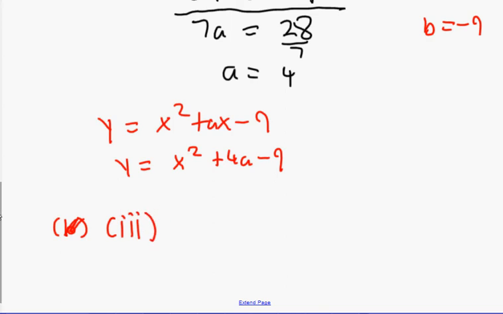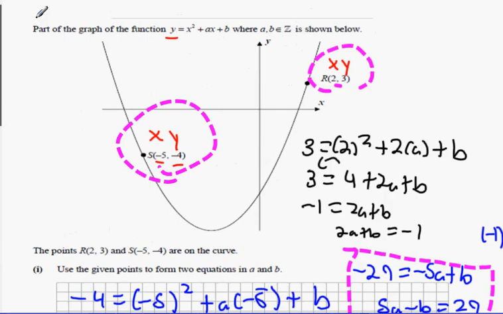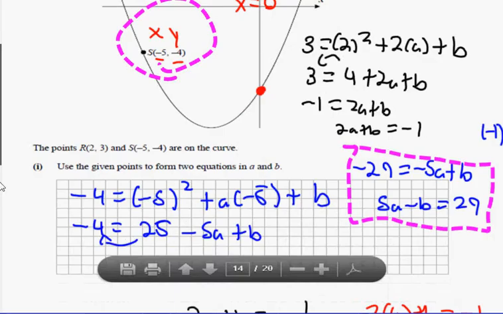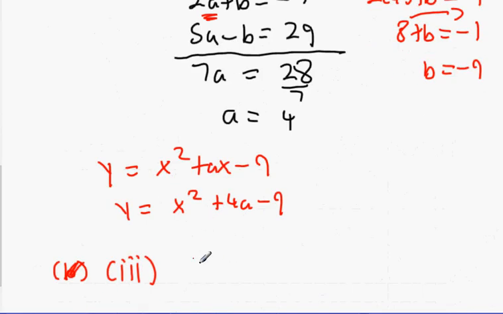Okay. Part 3. Find where it hits down here. What's your input or your x value on this line? Anybody? Your input. 0. X equals 0. Do you understand? So this means replace all x's with 0. Y equals 0 squared plus, sorry, that's not 4a, that's 4x. 4 times 0 minus 9. What's the y value? Anybody? Minus 9.